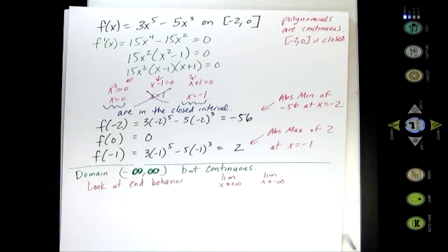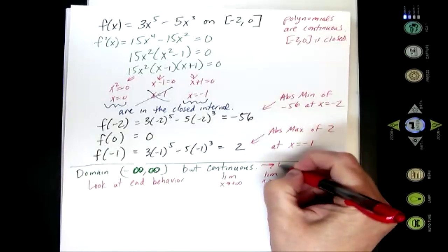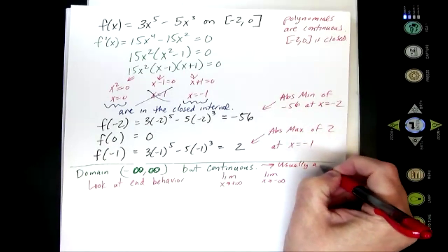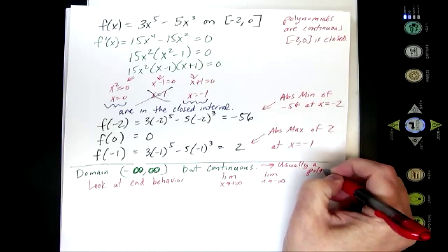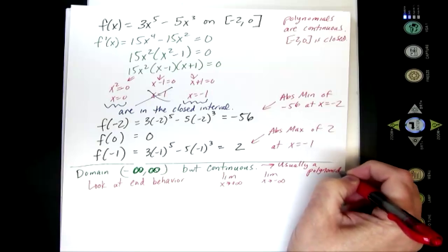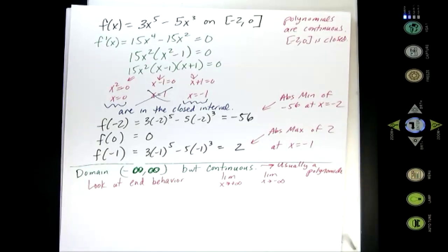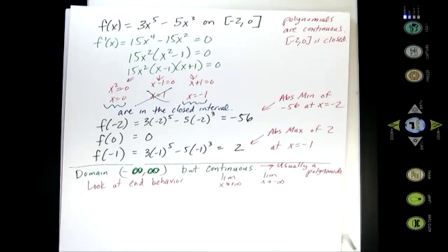You will have two sorts of outcomes here. Generally, if it's continuous but has an infinite domain, it's usually a polynomial. That's worth stating. There are other functions, like an exponential, e to the x, which has an infinite domain, but a lot of the ones you'll see here are polynomials. Look at end behavior, and we'll look at e to the x in a second.